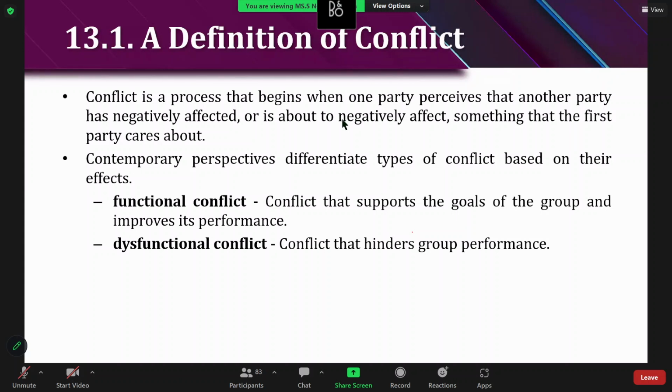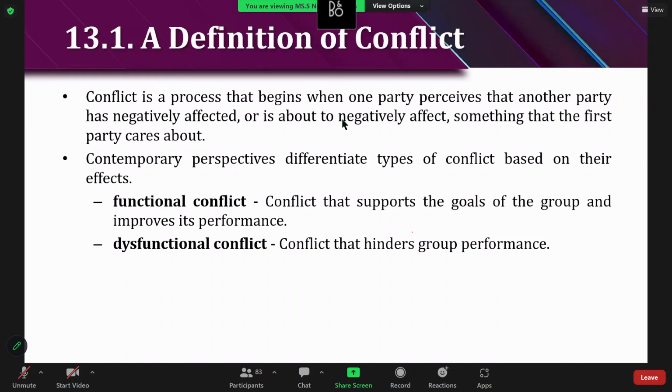So it's a process that begins when one party perceives the other party has negatively affected, or is about to negatively affect, something. It does not need to be an actual negative outcome. It can be a potential negative outcome as well. So it can be about to negatively affect something that the first party cares about.